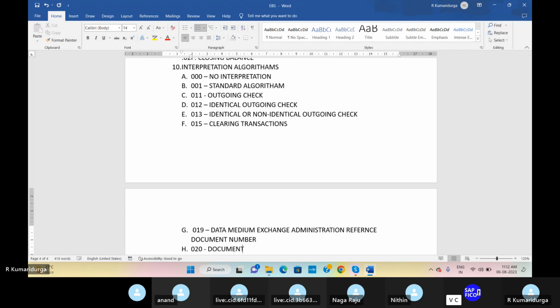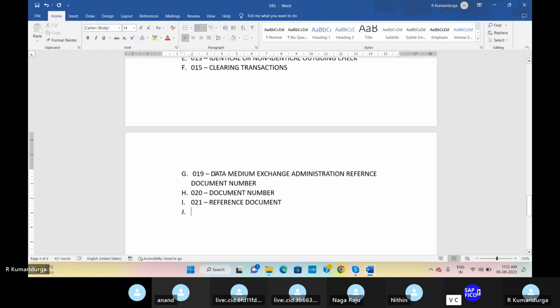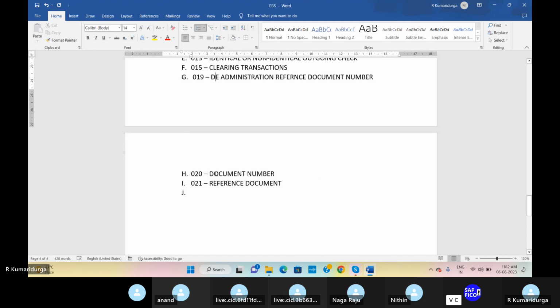These are the algorithms, all of you. Try to understand the point. The next one, 021, reference document. With the help of references in your FB60, FB70 invoices and so on, you will have reference document numbers. With the help of that also, we can prepare the bank statements. The next one, 022, bank transfer method, either it is a check or a direct transfer. And 023, bank transfer method with reference.